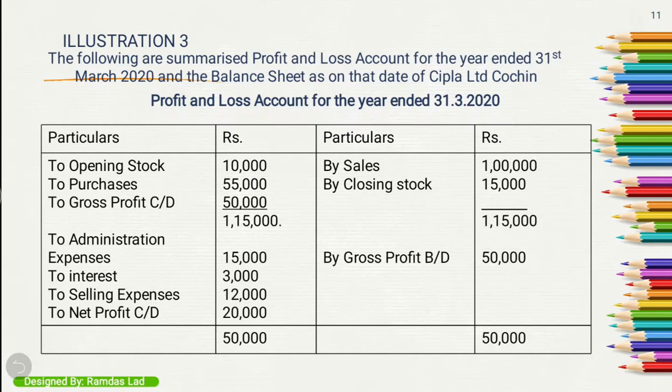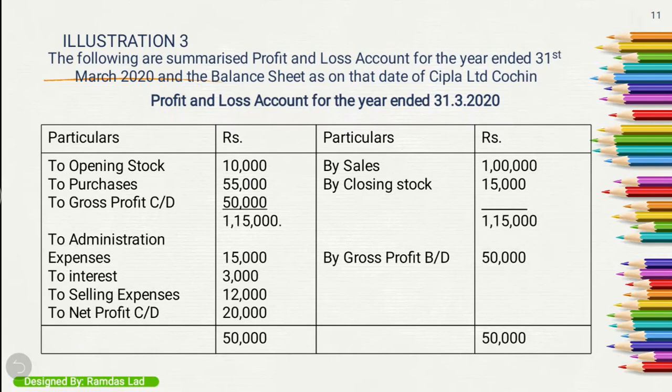In this example, we have to solve all the ratios. It means we have to calculate balance sheet ratios, that is current ratio, liquid ratio, debt to equity ratio, and revenue ratios like gross profit ratio, net profit ratio, operating ratio, and composite ratios, stock turnover ratio, and debtors turnover ratio. From the profit and loss account, we can calculate revenue ratios.